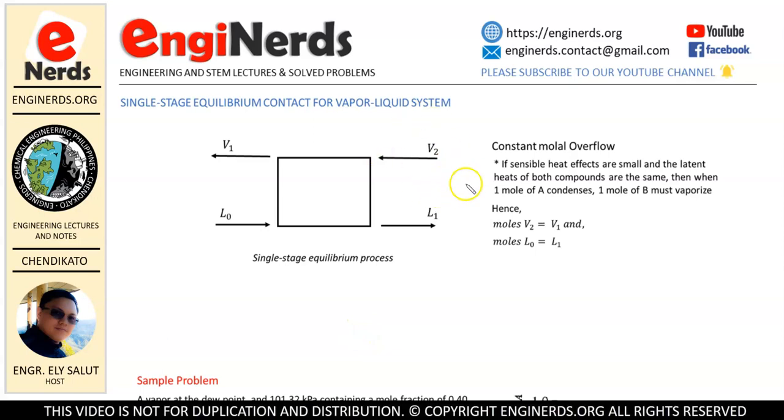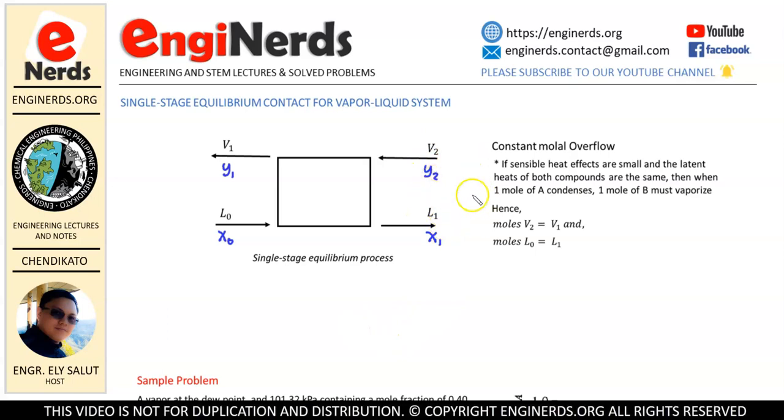But first, let us identify yung mole fraction ng ating, let's say, more volatile component or component A dito sa ating mga streams. So, for the vapor, our mole fraction is represented by Y. Okay, so in here we have Y2, and for this stream V1, our mole fraction is Y1. Now, for the liquid phase, our mole fraction is represented by X. So, in here we have X0, in here we have X1, okay? So, ang X natin is mole fraction in the liquid and Y is the mole fraction in the vapor.